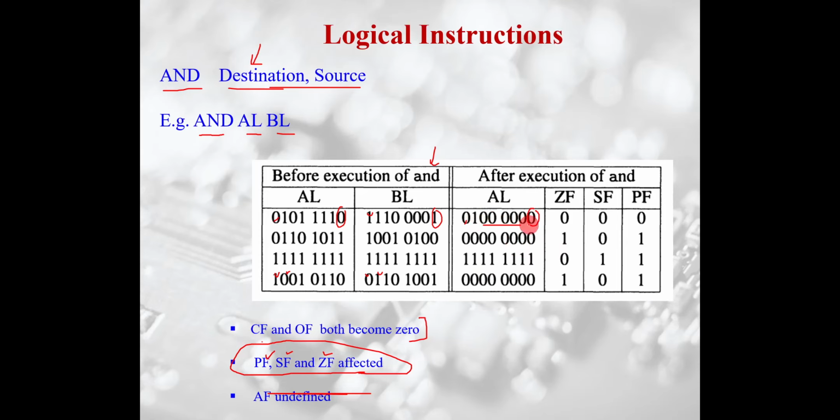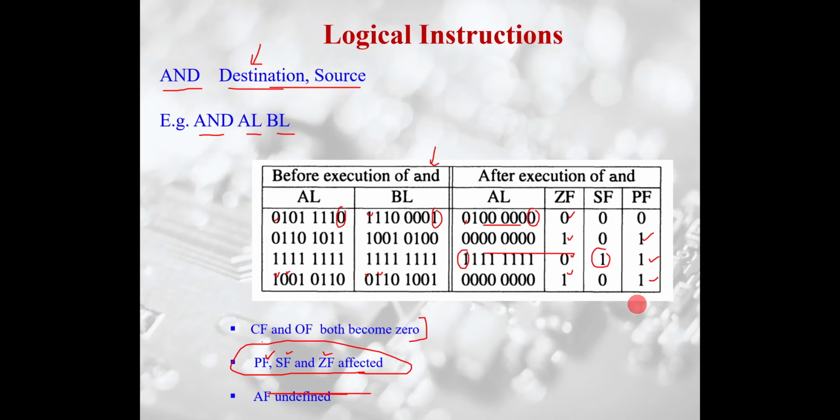Here in this case, the result is not 0, and hence the zero flag will not be set. In these 2 conditions, the result is 0, and hence the zero flag is set. In this case also, the result is not 0, so the zero flag is 0. This is the sign flag. The sign flag is set to 1 only if the most significant bit is 1. In this case, there is a 1 here, and hence I have the sign flag. And this is the parity flag. Here there is an odd number of 1s, and hence it is 0. Here there is an even number of 1s, that is zero 1s, hence it is 1. Here also even.